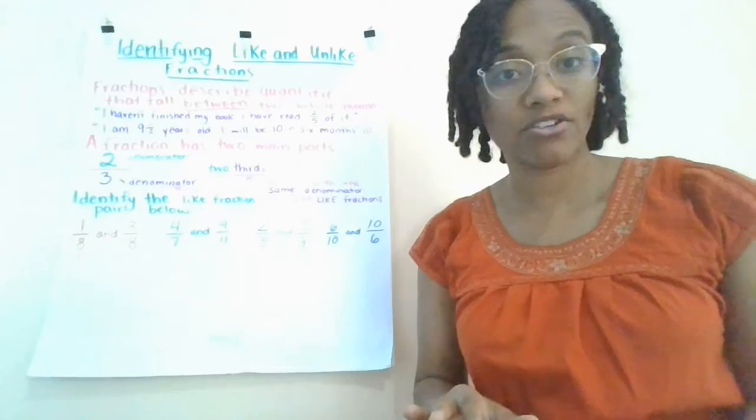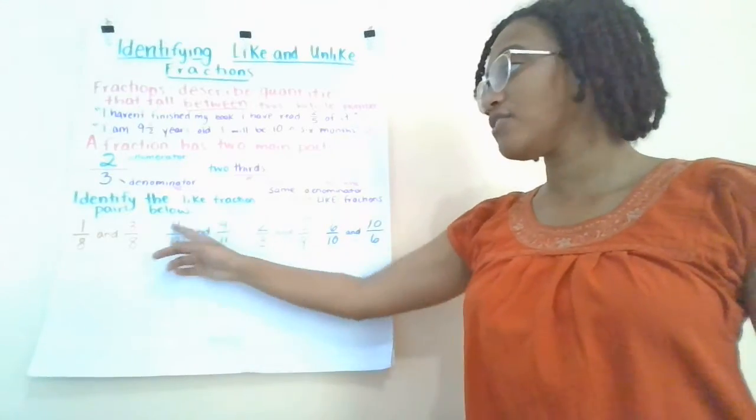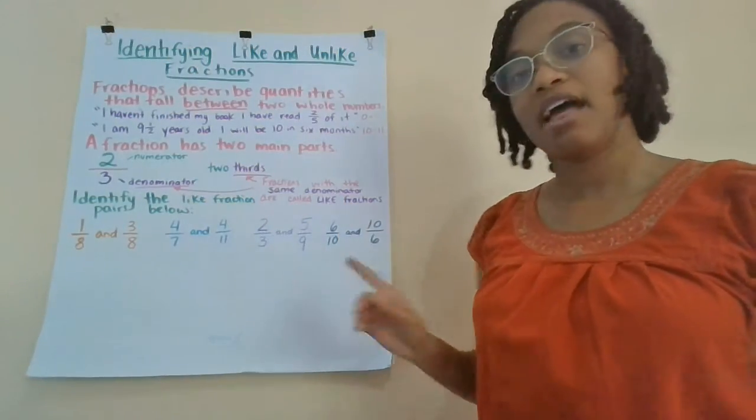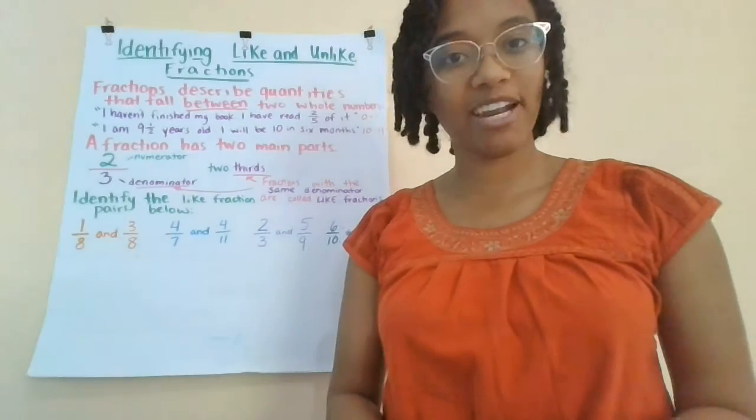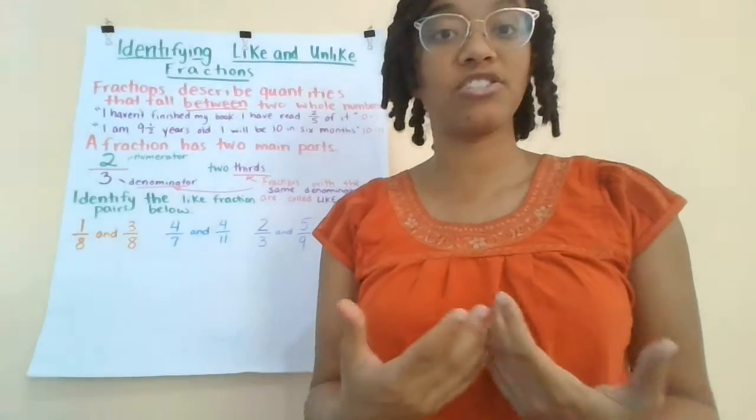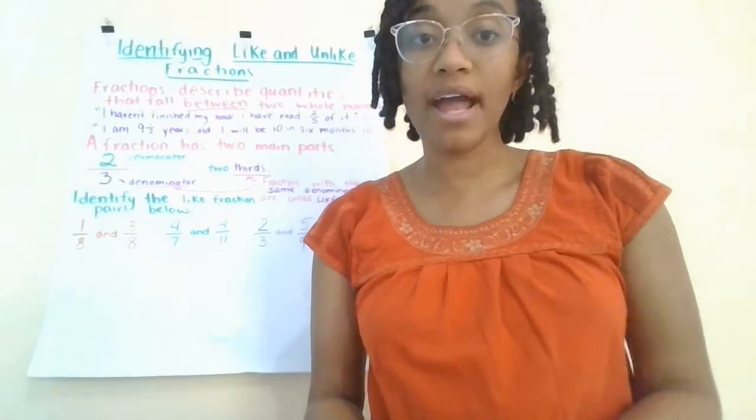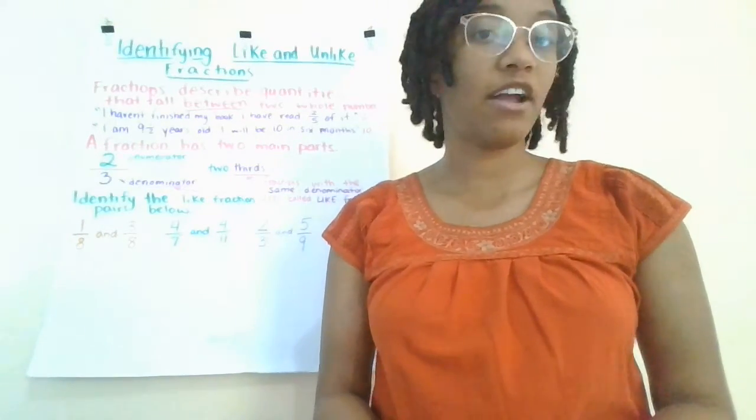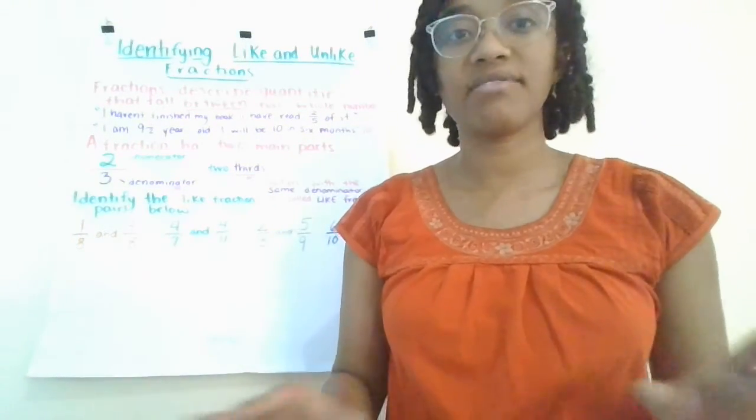None of the other pairs are like fractions because even though they might have something in common, they do not have the same denominators. That's how you can tell if fractions are like or unlike. If they're like, they have the same denominator. If they are unlike, they do not have the same denominator.